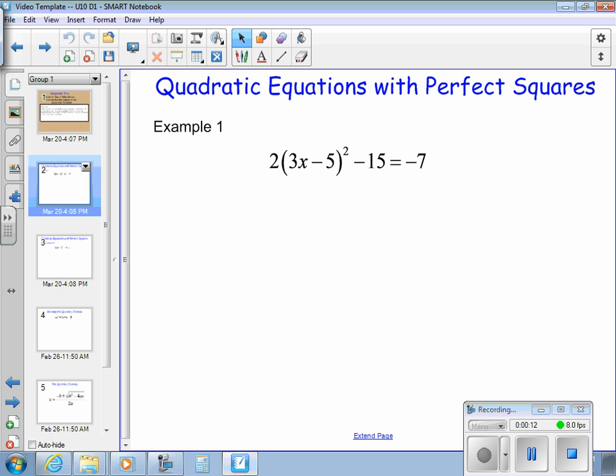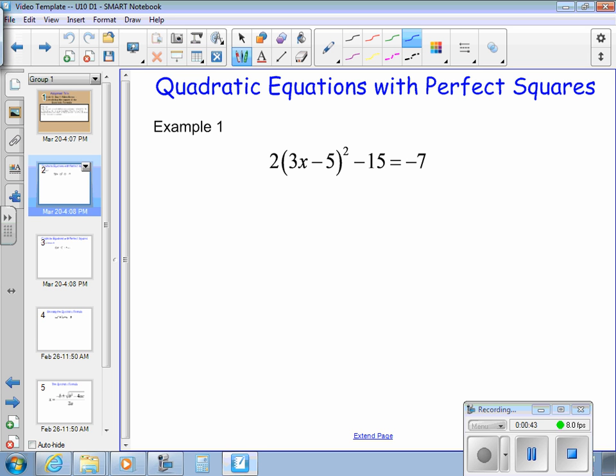Okay, first example here. We have an equation where there's a perfect square in it, and part of the left side is factored as a perfect square. We're going to take advantage of that perfect square to solve it. This is a different technique than what we've used before, where we set it equal to 0 and factored and solved. So let's try this and see how it looks.